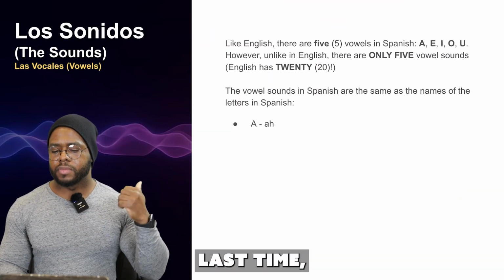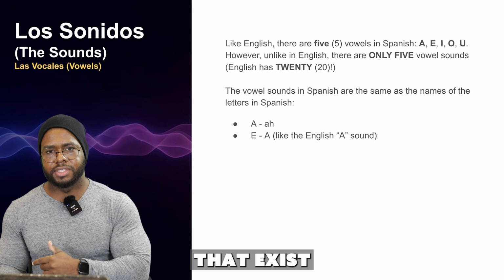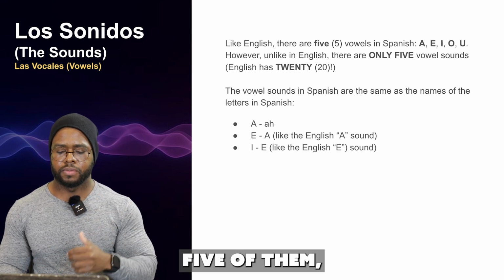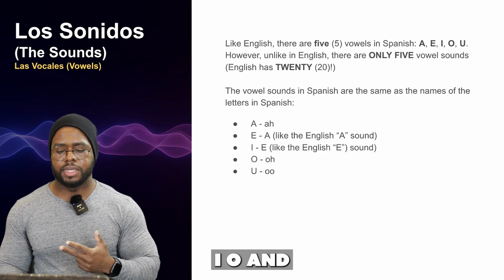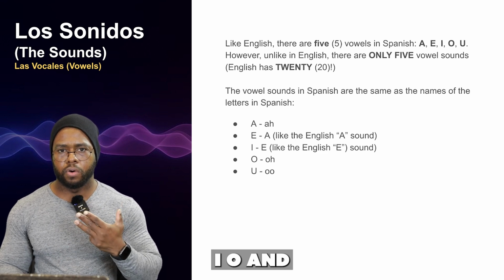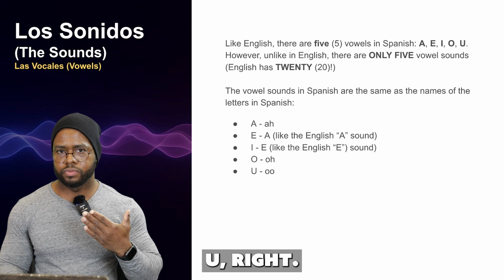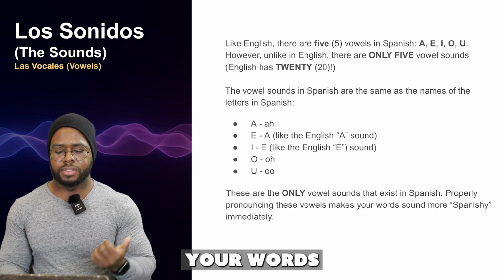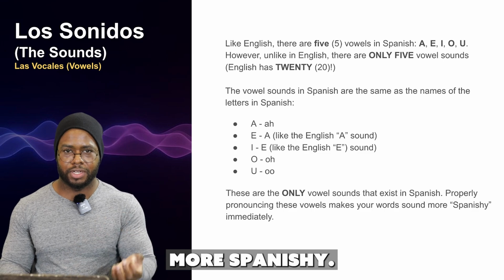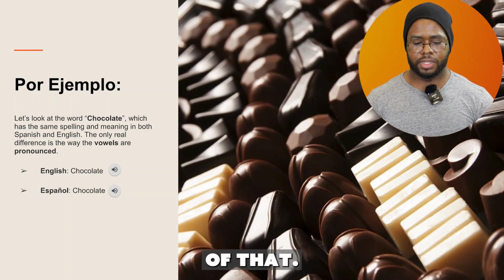So as I was saying last time, the vowel sounds that exist in Spanish, we only have 5 of them, which are A, E, I, O, and U, right? And knowing these 5 vowel sounds, your words are going to sound more Spanishy. So let's look at one example of that.